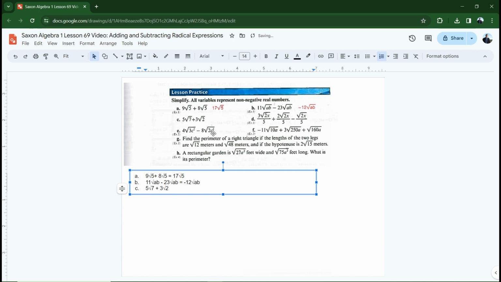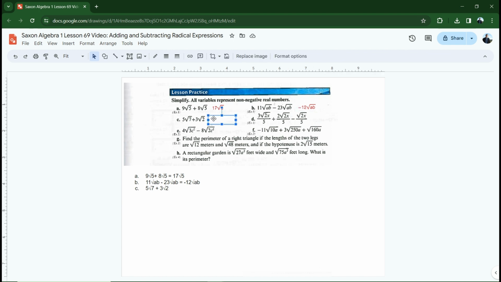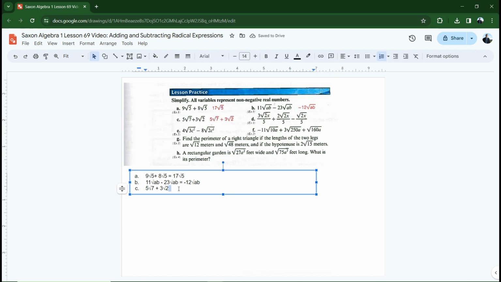Now, here's something tricky. Sometimes when you can't combine them, you have to just simplify one of them so that you can combine them. Thing is, this one can't be simplified either. So it's just the same thing that the problem says. I can't combine them. Letter D.